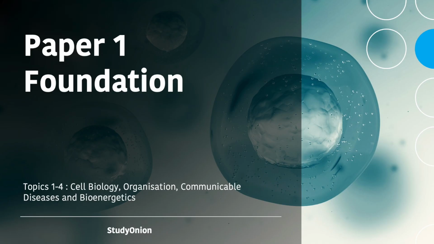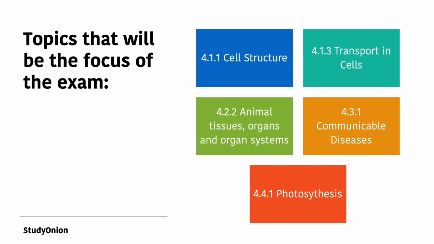So let's get right into paper 1 for foundation biology, which covers 4 topics: cell biology, organization, communicable diseases, and bioenergetics. So there are 5 sections of the specification that they have said will be the main focus of the content for paper 1. These include cell structure, transport in cells, animal tissues, organs and organ systems, communicable diseases, and photosynthesis.